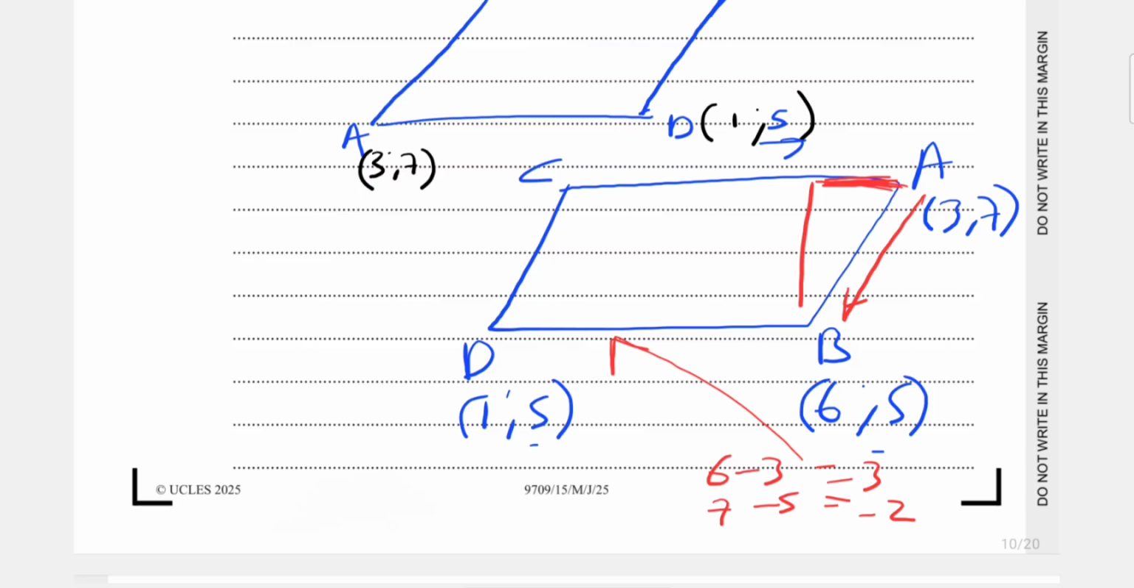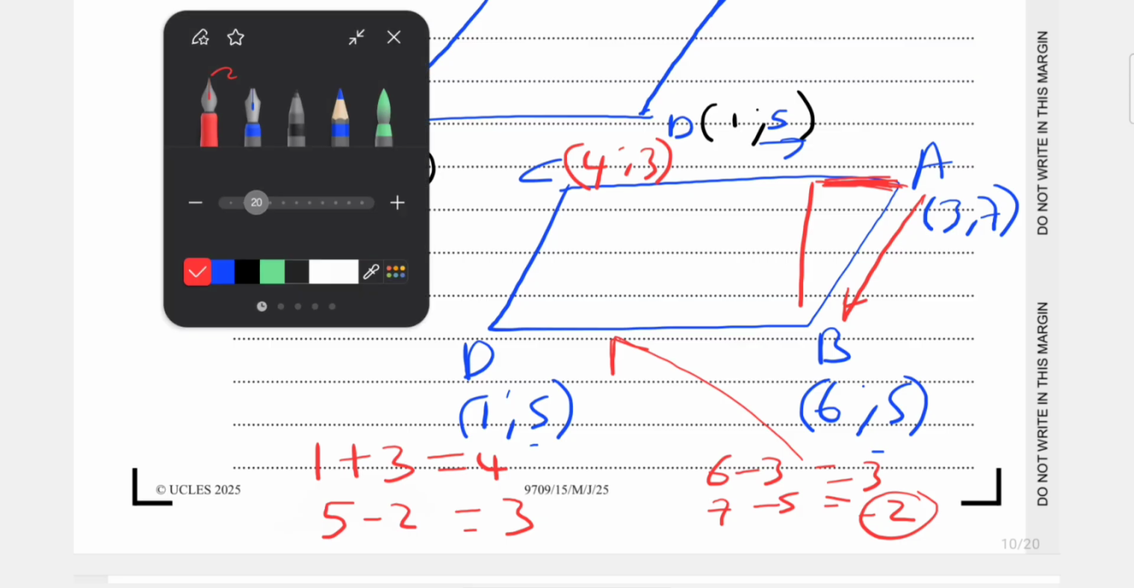So we're going to try and apply the same here, right? If on the x-axis we're moving 3 units, it means on this one we're going to add, so it will be 1 plus 3, then we get 4. Then on the y-axis you're moving minus 2, so it will be 5 minus 2, then you get 3. So it means (4, 3) is the coordinate for C, right?